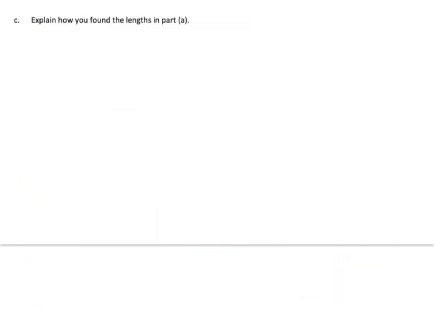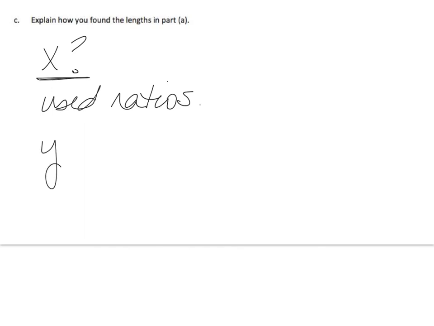Okay, this question is asking how we found the lengths in part A. I believe what it's asking is how did we find x? Because in part A of this question, we didn't find lengths. So when I found the first unknown, I used ratios. I could have used ratios for the other unknowns, but the Pythagorean theorem is pretty simple. To solve for x, I used ratios. Then to solve for y and z, I used the Pythagorean theorem.